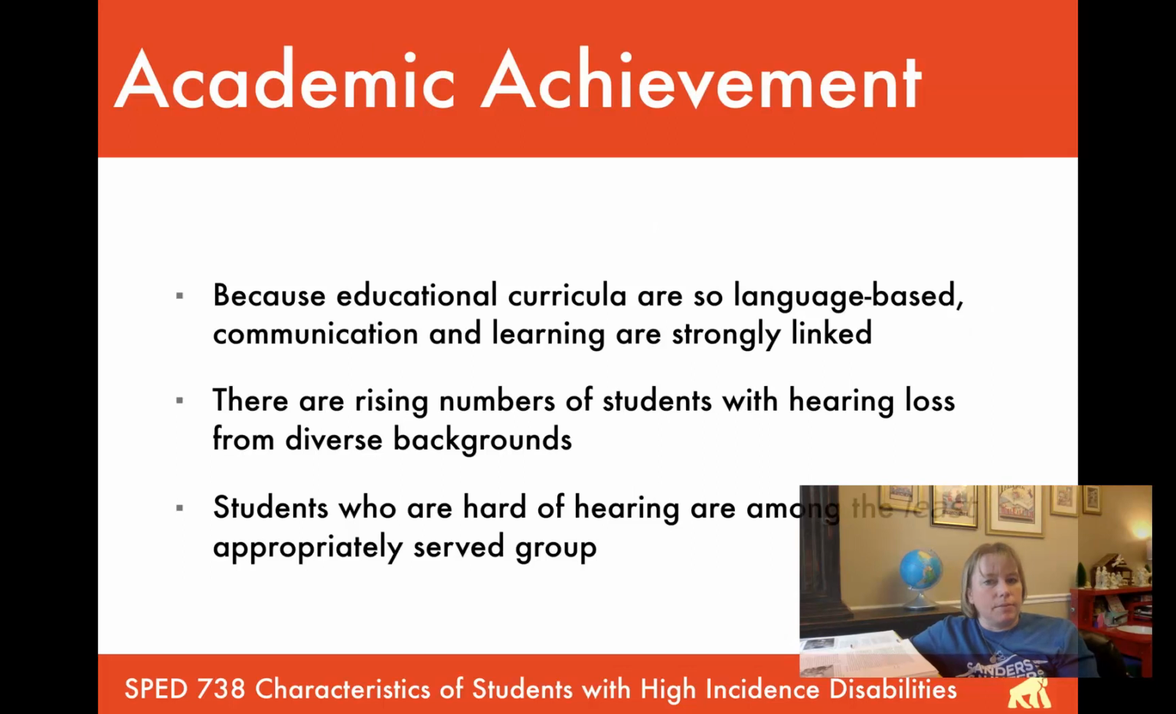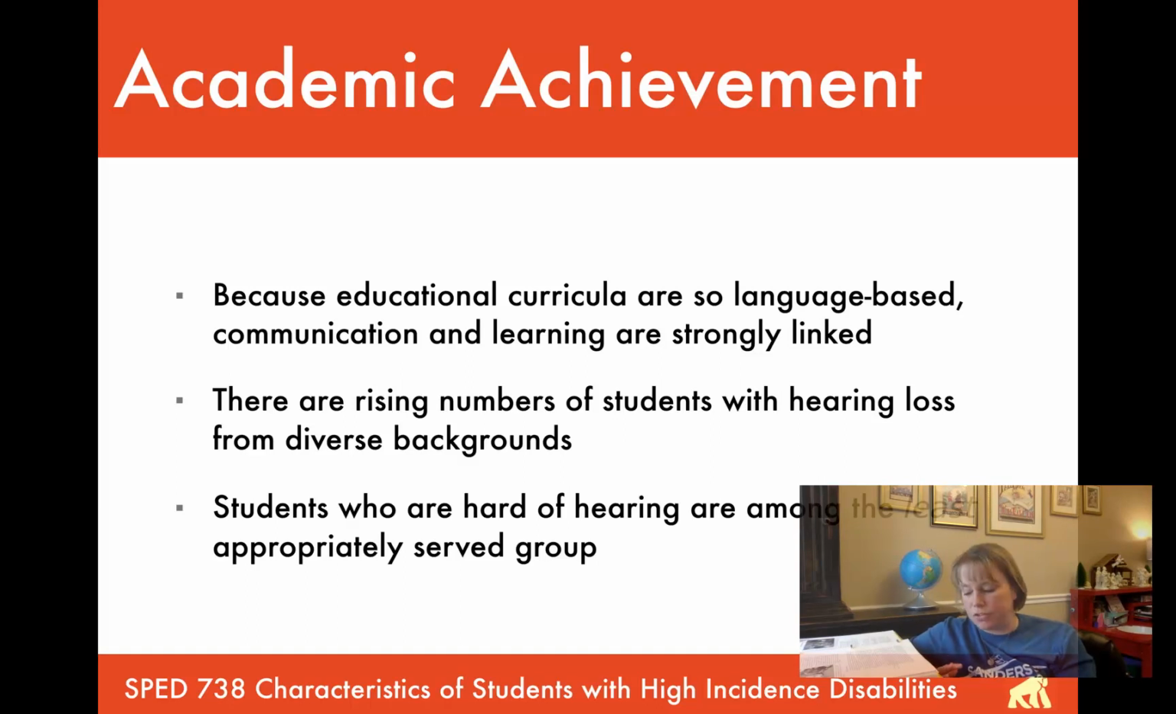When we look at academic achievement for our students with hearing loss, research really paints two different pictures for us on what this looks like. One of the most interesting points I think it makes in the book is that students who are hard of hearing are among the least appropriately served group. This is one of the hardest groups for us to meet the needs of in public schools.